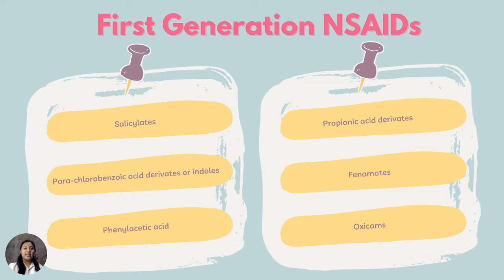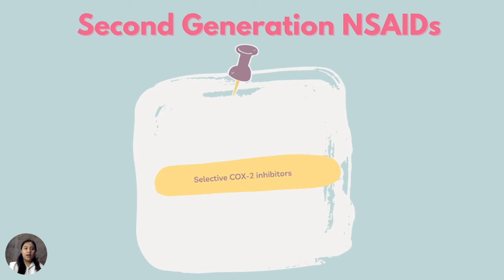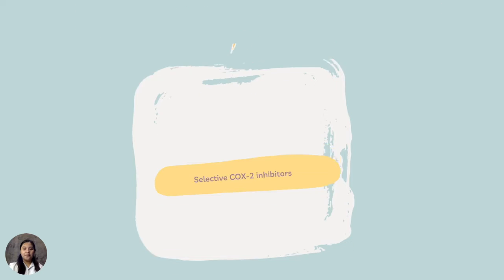categories. These are the salicylates, the para-chlorobenzoic acid derivatives or indoles. We have also the phenylacetic acids, the propionic acid derivatives, fenamates, and oxicams. Then, for the second generation NSAIDs, that is the selective COX-2 inhibitors.